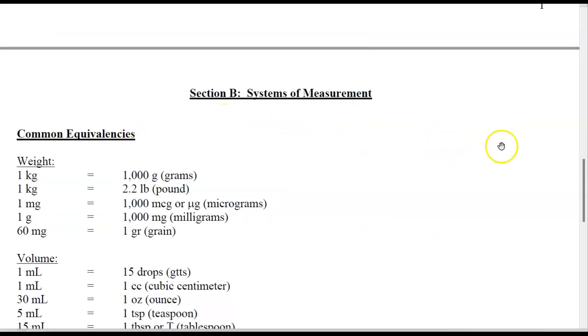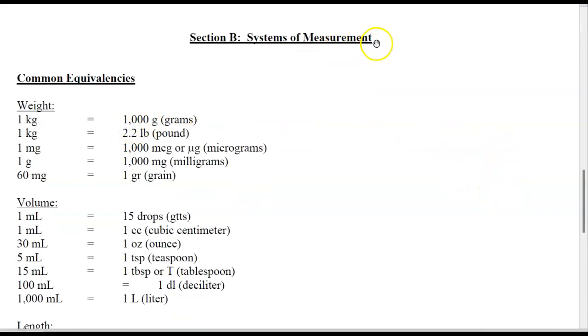So section B, systems of measurement. Common equivalencies. So for weight, 1 kilogram is equal to 1,000 grams. 1 kilogram is also equal to 2.2 pounds. 1 milligram is equal to 1,000 micrograms. And this is how you write it. 1 gram is equal to 1,000 milligrams. And 60 milligrams is equal to 1 grain.